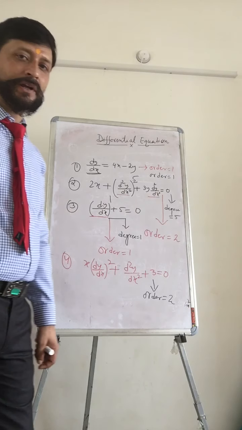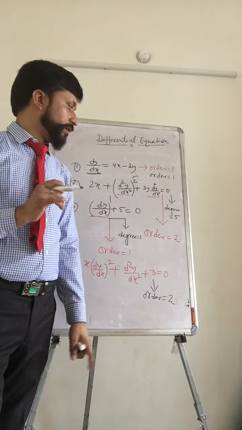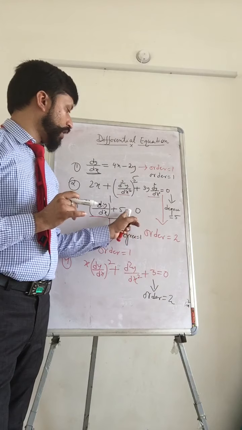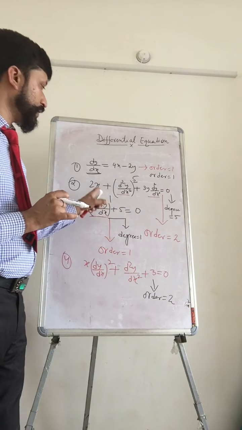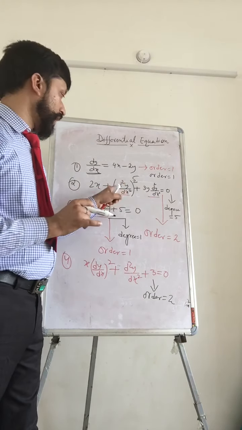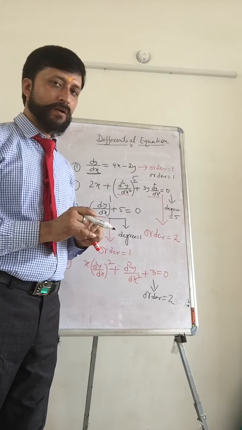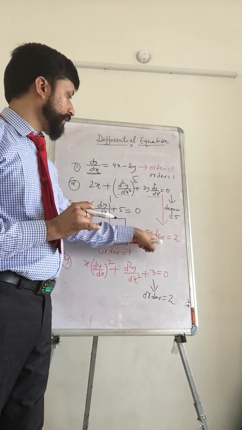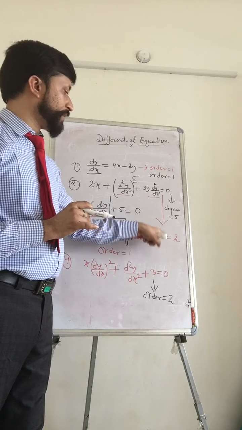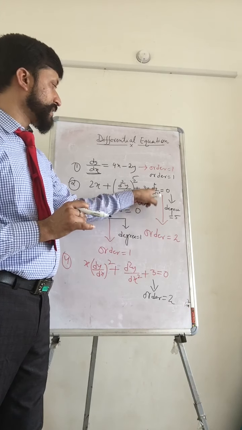Once again I am repeating: to write the order of a differential equation, you have to check the highest order derivative only. That is called the order of the differential equation. So here the highest order is 2.